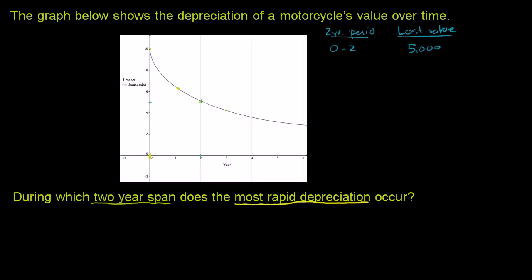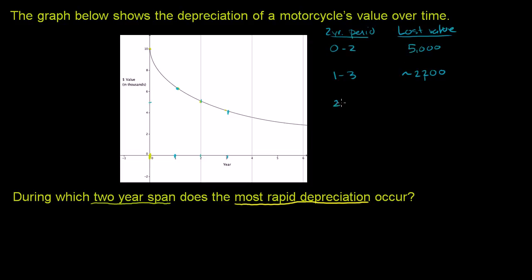Then if we go from 1 to 3 years, what happened? 1 to 3 years, that's the other 2-year period. You go from 1 to 3 years, we started, it looks like at about 6,100, maybe 6,200 or so, and we went to 4,000. So we lost about, I don't know, $2,200. We lost about 2,200. So definitely less than what we lost in the first 2 years.